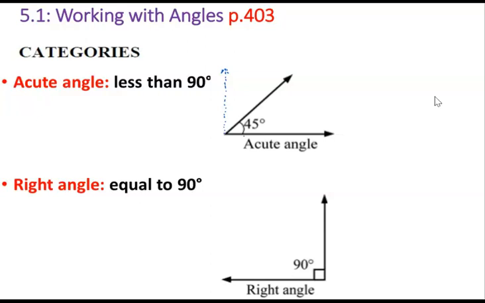A right angle is exactly equal to 90 degrees, and you have to know this by a box in the corner. So if you are not given the right angle symbol in the corner, you cannot assume that that angle is right, even if it looks like it. So we have that box in the corner, and that indicates exactly 90 degrees, and that is our right angle.